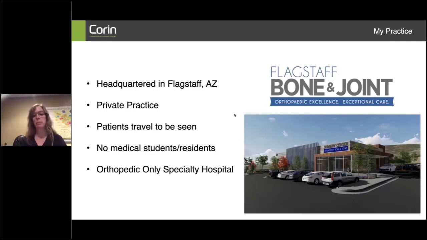So unlike perhaps some of the larger metropolitan areas, we will see patients from rural environments all the way from southern Utah, New Mexico, Colorado, and California. We actually have some patients travel from Canada as well. We are nearby to the town of Sedona, which is a very large international seasonal population, and we do have a lot of patients from around the world who do come to us having spent some time in Sedona.